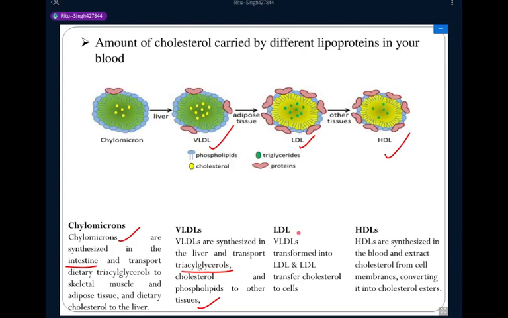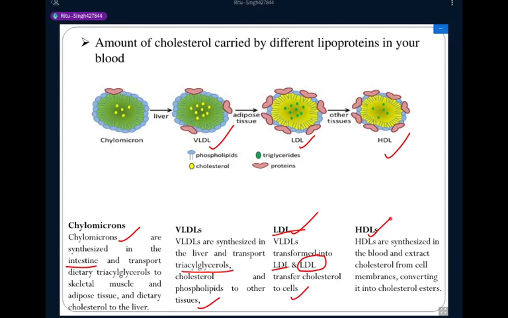Next is low density lipoprotein. When the very low density lipoprotein is transformed into low density lipoprotein, this low density lipoprotein transfers cholesterol to the cell. After conversion from the very low density lipoprotein, it enters the cell and transfers cholesterol to it. Okay, so this is low density lipoprotein.